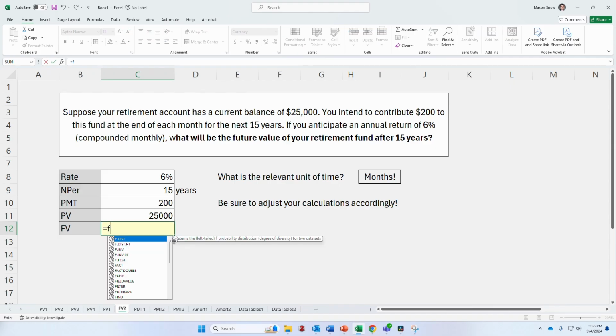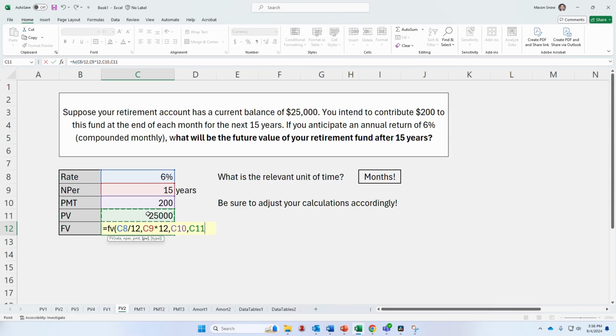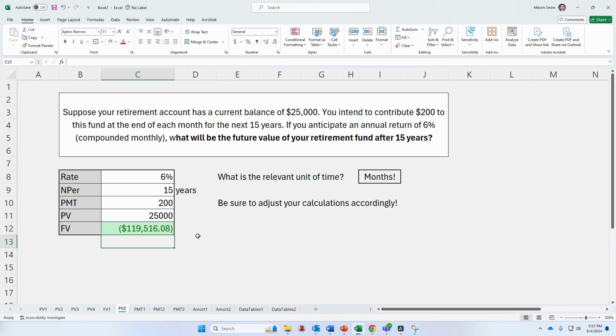Lastly, we calculate the future value by inputting the rate, but dividing it by 12, indicating that we've got 15 years, but there's 12 months in a year. Here's our payment and the present value of our current balance. And this gives us about $120,000. Maybe not enough to retire on right now, but we still have plenty of career left. 15 years, that's a good healthy start there.